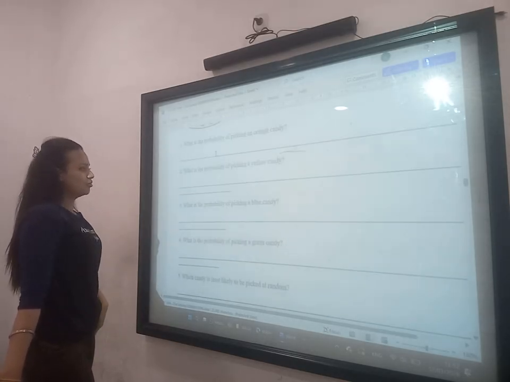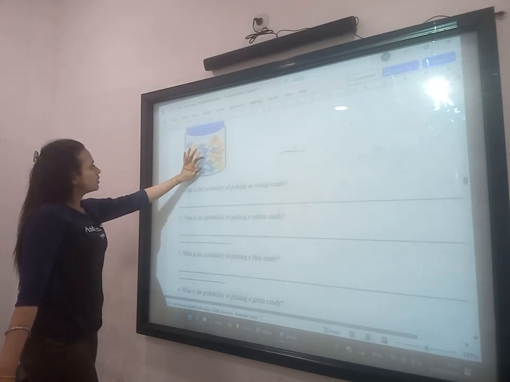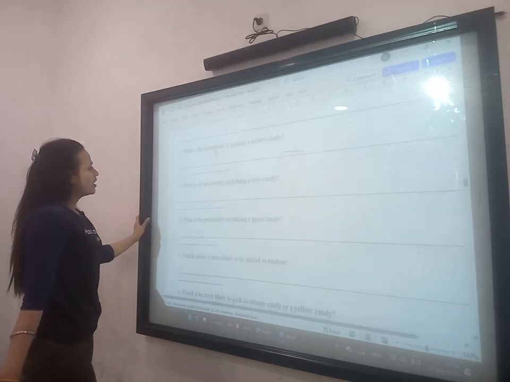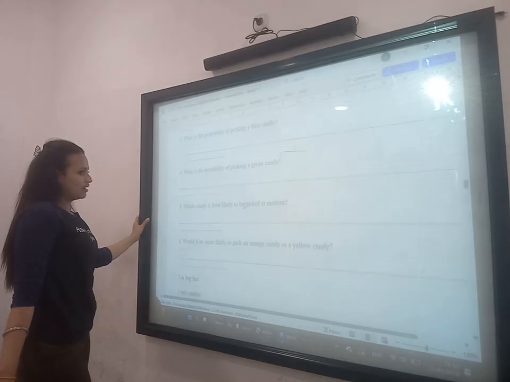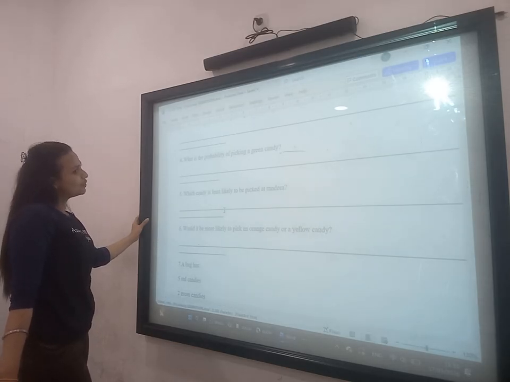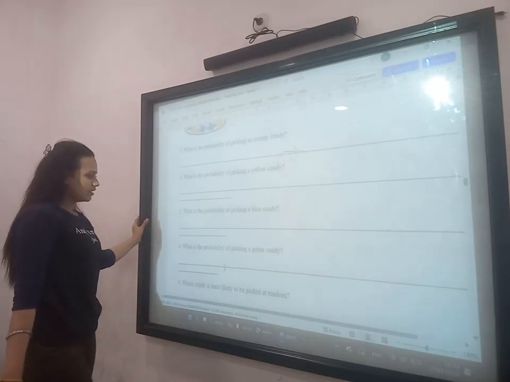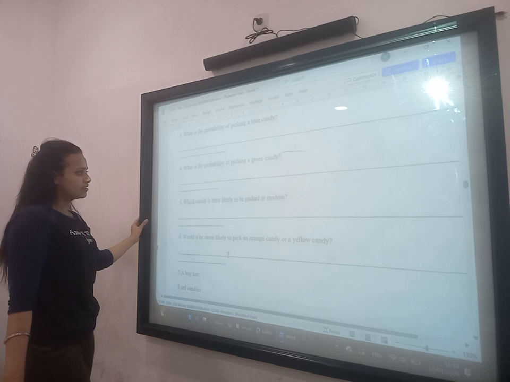Next, number 3. What is the probability of picking a blue candy? A blue candy, 9 out of 23 candies. Okay, so this is for green. You just count how many greens. Number 5. Which candy is less likely to be picked at random? The green one. Less likely means a smaller chance of happening.